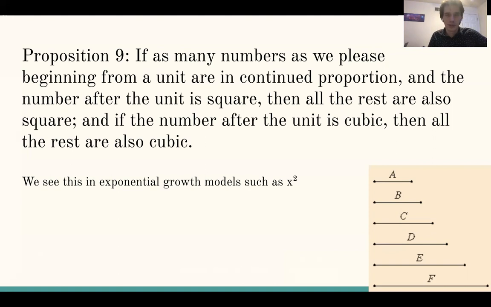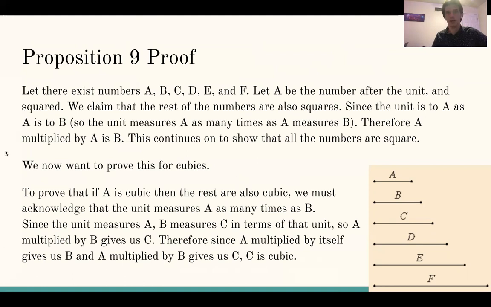And it seems really simple when you think about it. You just think of x squared, and we just kind of know that to be x squared, right? That just kind of makes sense. But how do we know that makes sense is what he's trying to prove here. So let's let those 6 numbers that I just listed exist. And we're going to let A be the number after the unit, like I said, and we're going to let A be squared, right? So kind of just ignore those last 5 numbers for now. And so we're trying to prove that the rest of them are also squares.